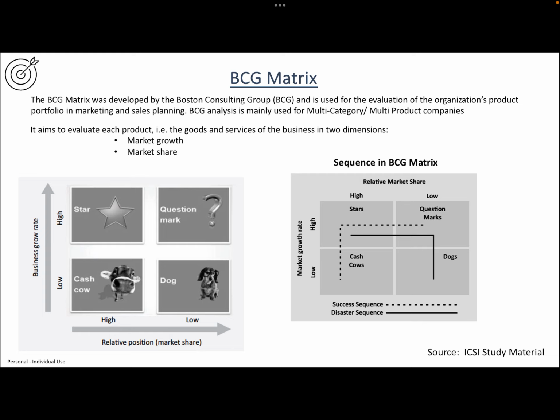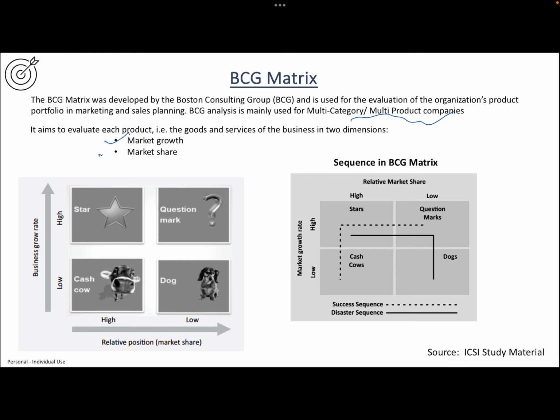This will be used to manage the portfolio of products of a company. So this will be used when they have multiple products. Portfolio analysis comes into the picture when there are multiple products in a company. The BCG matrix suggests evaluating every product, good or service, with a two-dimensional analysis.